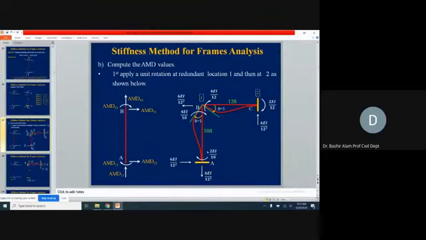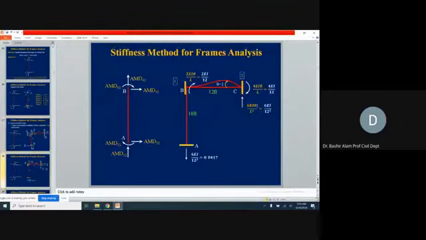AMD 3,1 is equal to 2EI over L. AMD 4,1 will be equal to, here it is in the upward direction, the same one, 6EI over L squared. AMD 5,1, here if you see it is 6EI over L squared, and AMD 6,1, this moment 4EI over L. So this will give you the first column of the AMD matrix. Second column is going to be generated from here, where we completed the second column of the stiffness matrix.